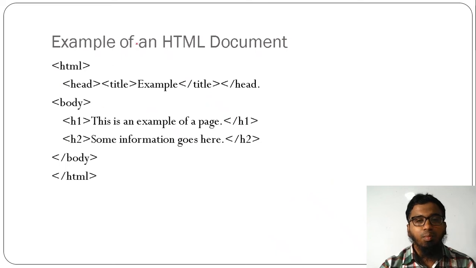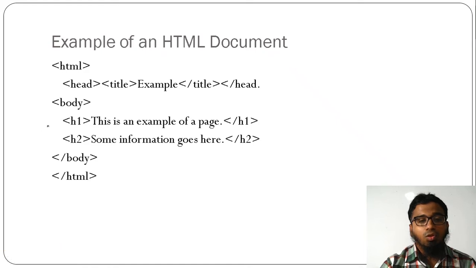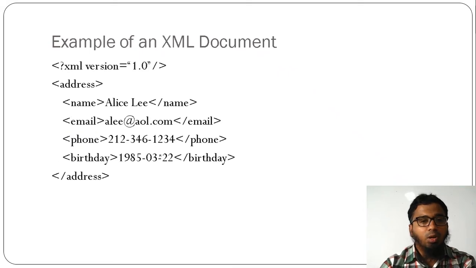So this is an example of HTML, how the HTML will be. In the HTML, we will have the head, title, example. Already we have finished this. Okay. So here H1 is a heading tag, H2 is a heading tag. This is an example of a page, some information goes here. H1 you can use any. Okay, this is a simple example.